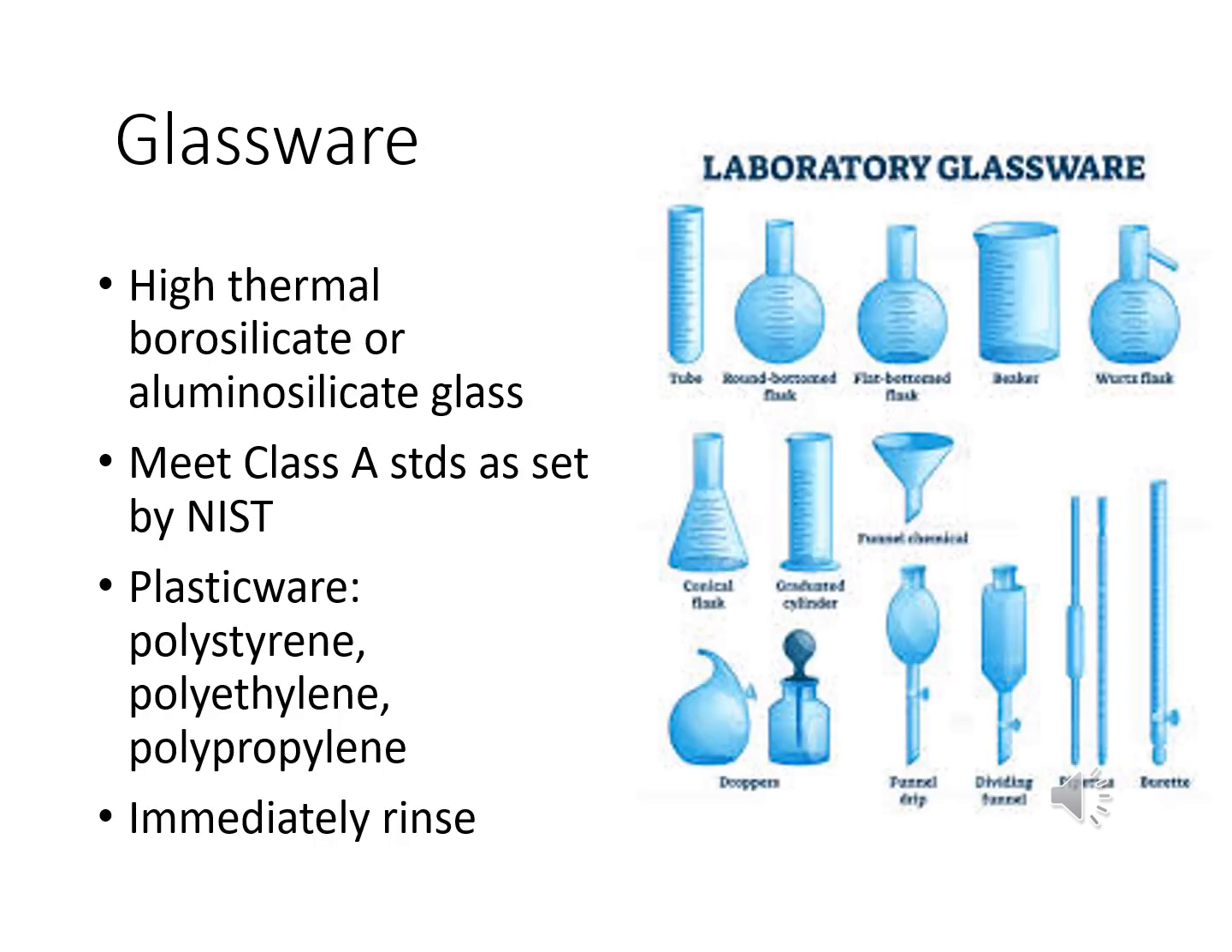Glassware. As I'm sure you are well aware, there is different glassware that we use in the clinical lab. I'm sure you're familiar with glass tubes and flasks and things like that. But this glassware is made of different types of glass. Lots of times it is a high thermal borosilicate or an aluminosilicate glass. It has to meet the Class A standards that are set by NIST, the National Institute of Standards and Technology.